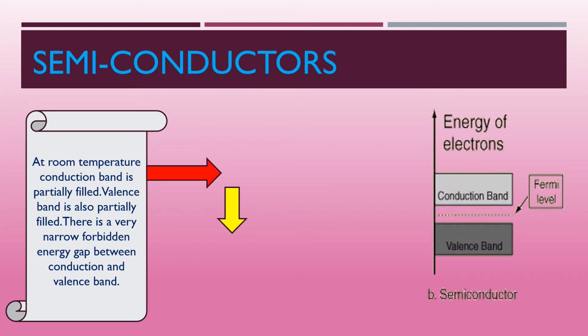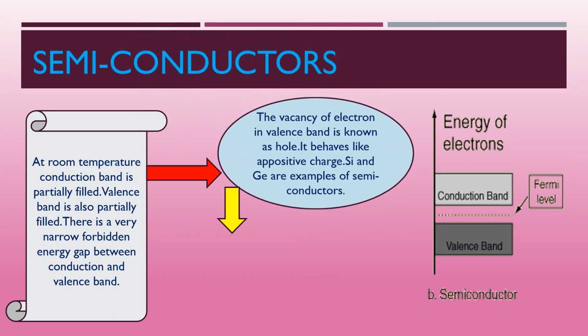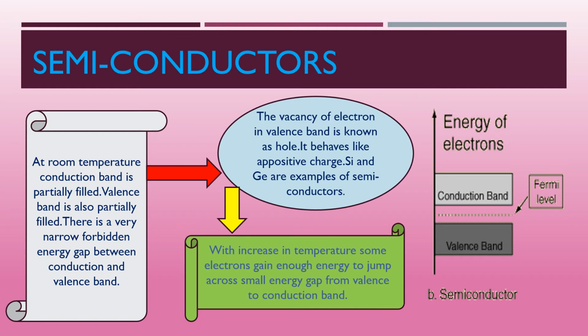Now, when the temperature is 0 Kelvin, all the valence electrons are bound to their positions and there is no electron present in the conduction band. So at this temperature, the semiconductor material will behave like a perfect insulator.